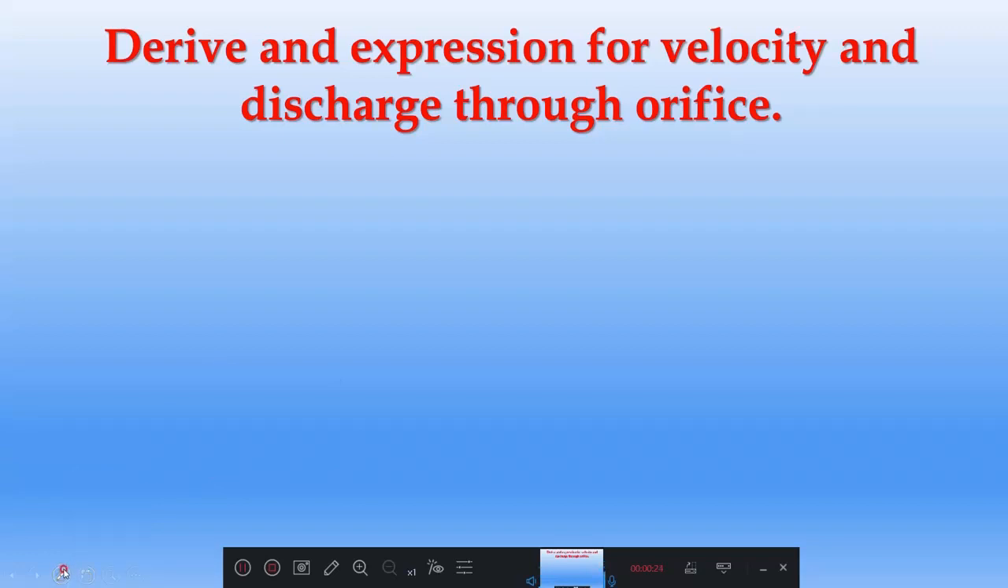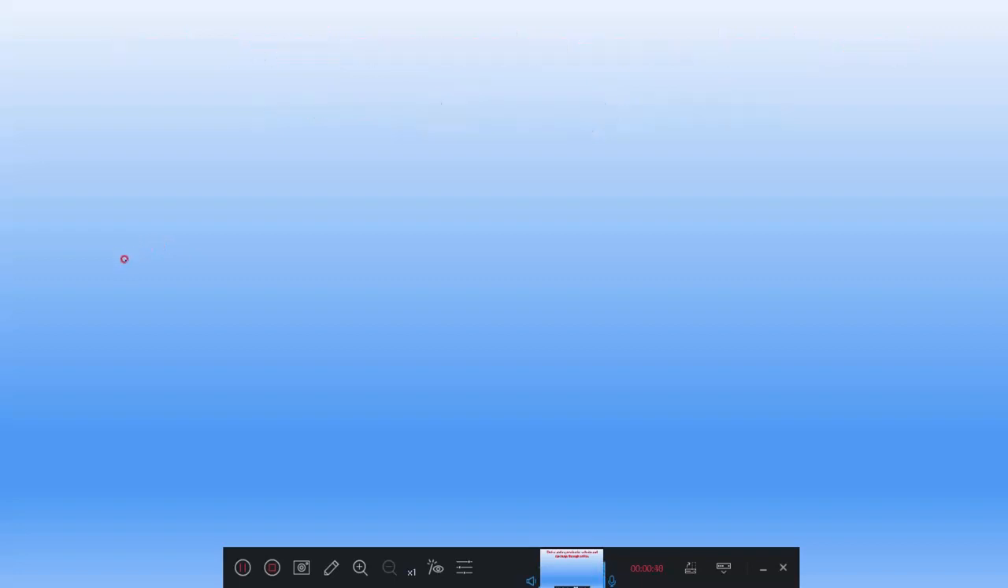Now look at what they are asking. They are asking us to derive an expression through an orifice. You already know from the previous class what an orifice is. An orifice is a small opening, and now we need to derive the expression for our velocity and discharge through that small opening.